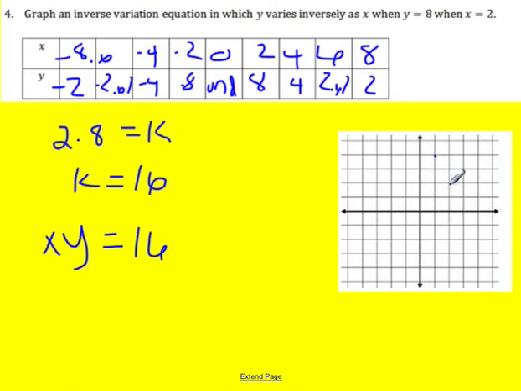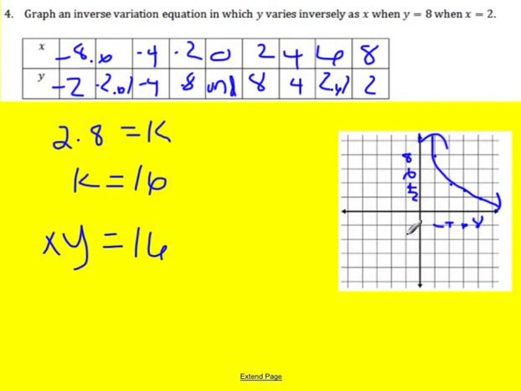Over 4 up 4. Over 6 up 2.67, which is about here. And then over 8 up 2. So again, I did my scale by 2s, so you do want to make a note to whoever's looking at it that it's by 2s, even though that is really difficult to read. And I also went up by 2s for this one as well. So always make note of your scale.